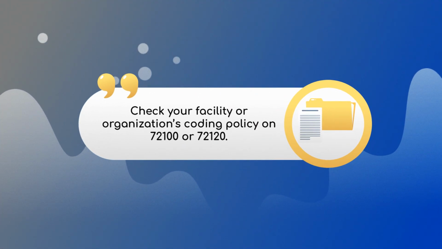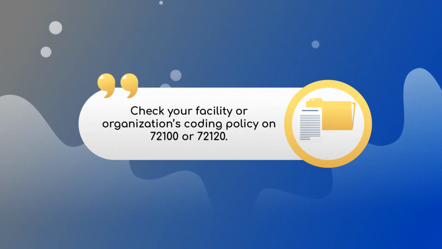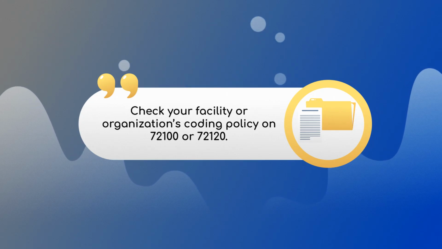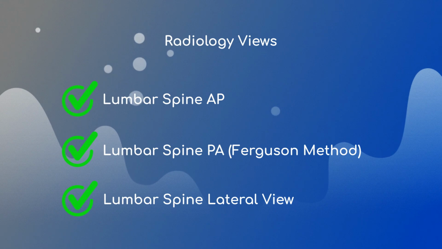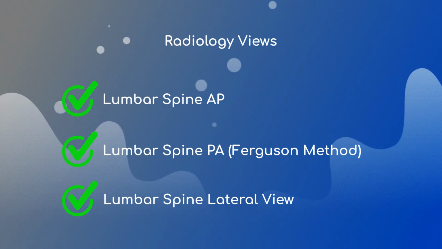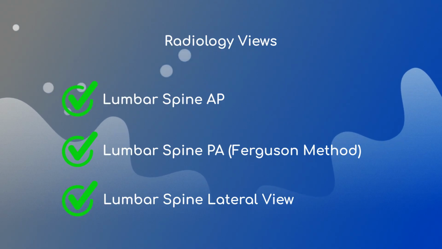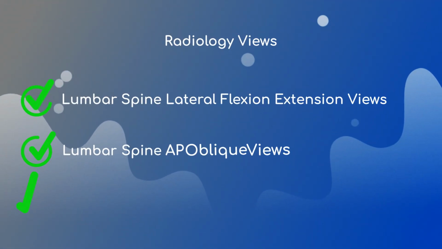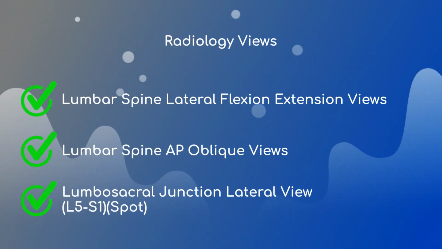Important: check your facility or organization's coding policy or radiology protocol for how they define and differentiate between these two codes. Some institutions may bundle certain views differently or have unique documentation requirements. These views are used to evaluate the lumbar spine and adjacent structures. The number and type of views directly affect CPT code selection. Lumbar spine AP or PA view, lumbar spine PA Ferguson method, lumbar spine lateral view, lumbar spine lateral flexion extension views, lumbar spine AP oblique views, lumbosacral junction lateral view, L5-S1 spot.